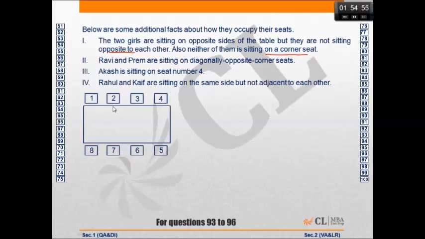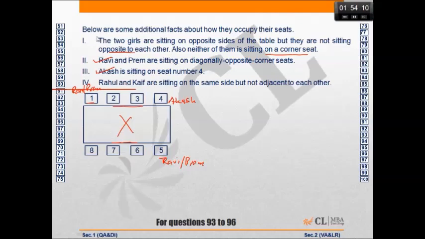That means they could be on 2-3 or 7-6. One on 2-3, one on 7-6. And they are not sitting opposite here, so they have to be diagonal. So it has to be either this way or this way for Pooja and Ash. Akash is sitting on seat number 4. That is good. Sorry, I missed statement 2. Ravi and Prem are sitting on diagonally opposite corner seats. That means Ravi and Prem should be 1 and 5 because Akash is 4. So let me write here Ravi / Prem. And similarly out here, this is Ravi / Prem. So Ravi and Prem are out here.